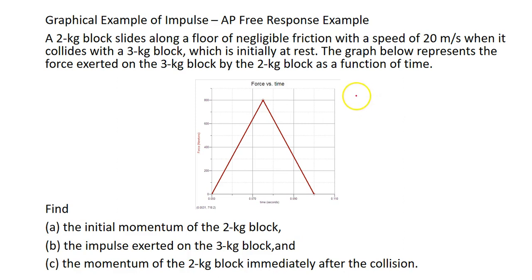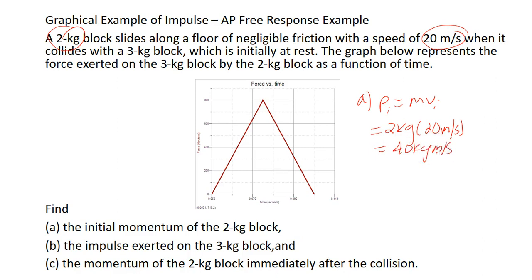So part A says the initial momentum of the 2 kilogram block. Momentum is mv. So we have a 2 kilogram block that slides along the floor with this speed. Okay, that's all we needed, the initial momentum. Sometimes life is that simple. You can take two numbers and just multiply them together. There you are. Part A, that's the initial momentum. Part B, what is the impulse?